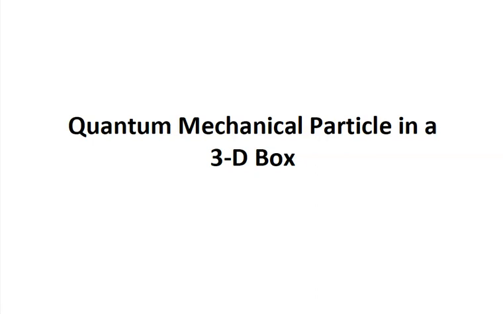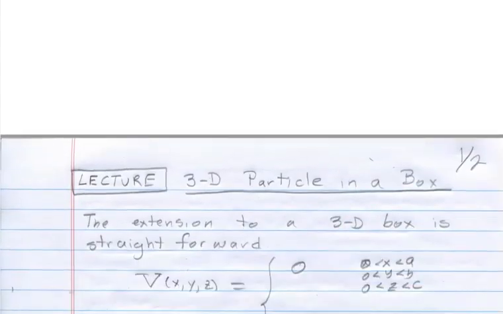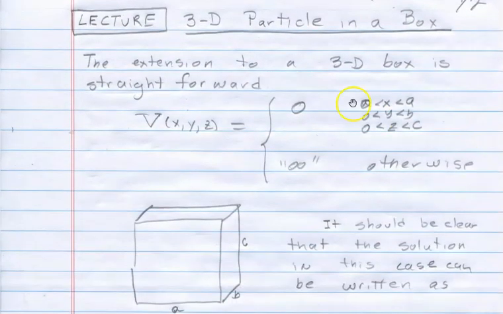Well, in three dimensions, we can have the equivalent, or really an extension, of what we looked at in one and two dimensions, and that's the full quantum mechanical particle in a three-dimensional box. And the extension is really straightforward. Now we have three dimensions, x, y, and z. The potential is zero everywhere inside the box, and it's infinite otherwise.